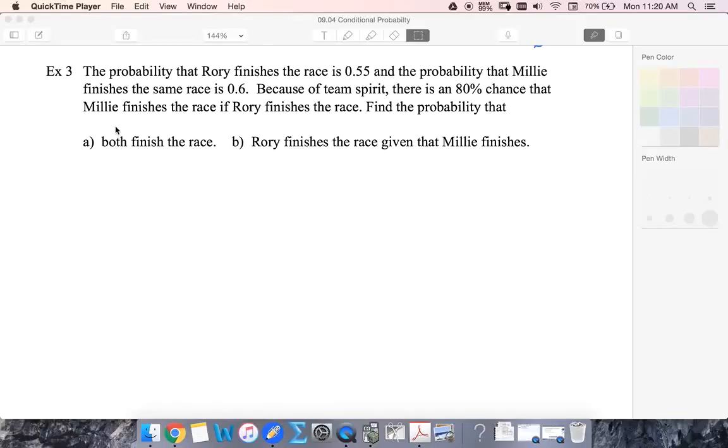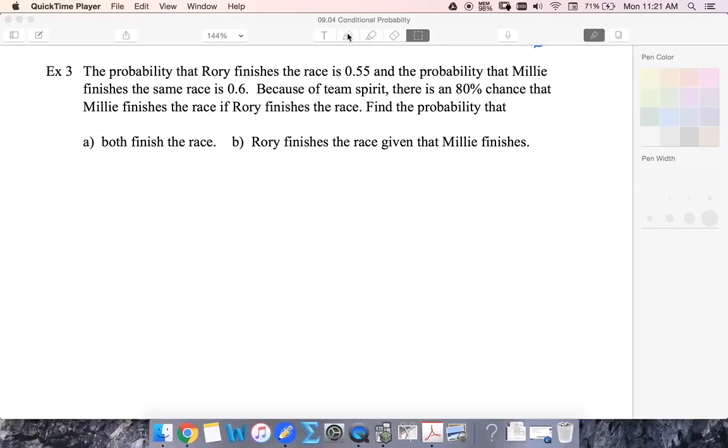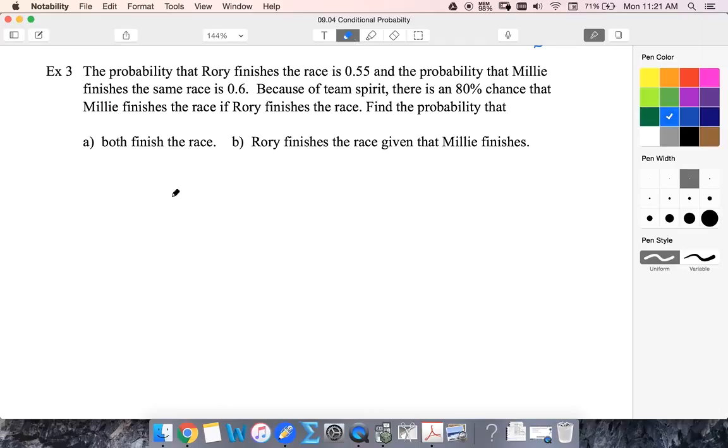All right. So this problem has sort of hidden probabilities and hidden dependent events in it. If you've read through this problem, it's a little bit confusing because it says the probability that Millie finishes the race is 60%, but then it goes on to say there's an 80% chance that she finishes if Rory finishes. So there's our dependent event.